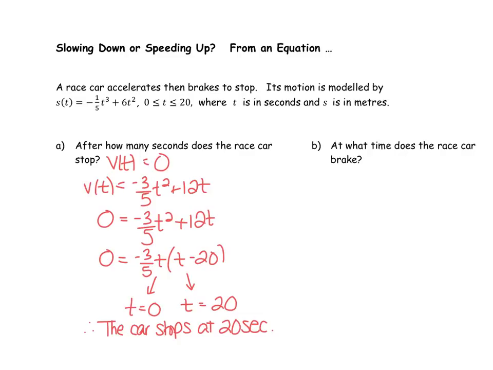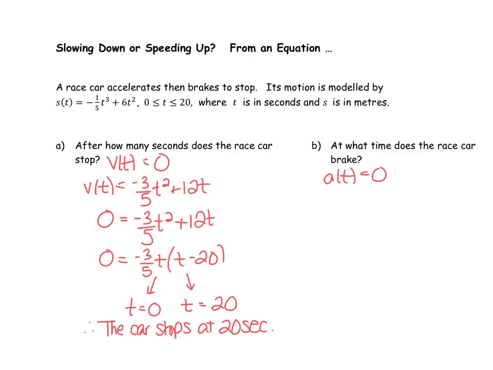Our next question that we're going to ask is, at what time does the race car brake? So pretty much, when do we start slowing down? Our velocity is still positive, we're still moving, but when is our acceleration equal to 0? That will be when we first hit the brakes. So we're looking for when a of t is equal to 0.